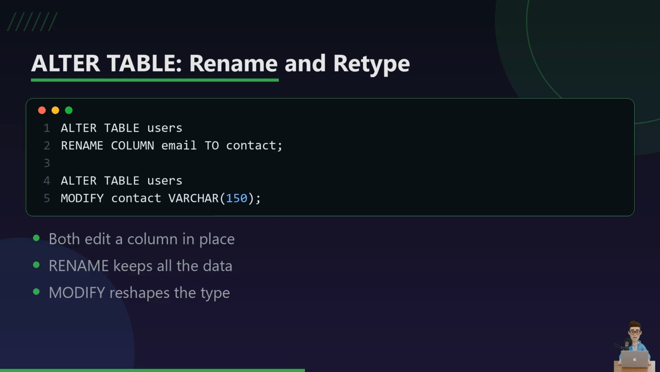Renaming a column is the label swap. The name changes, every value stays put. Retyping is the resize, stretching that column from 100 characters to 150. One honest heads up: the exact keyword differs between MySQL and Postgres, so check your database before you run it.